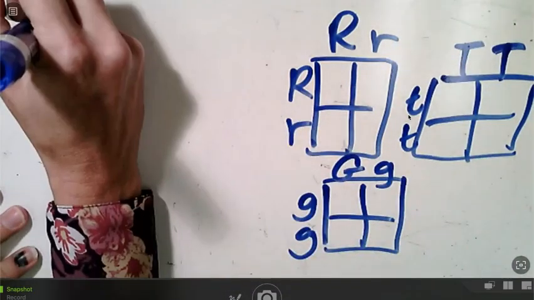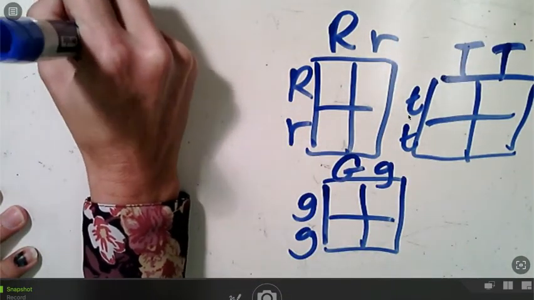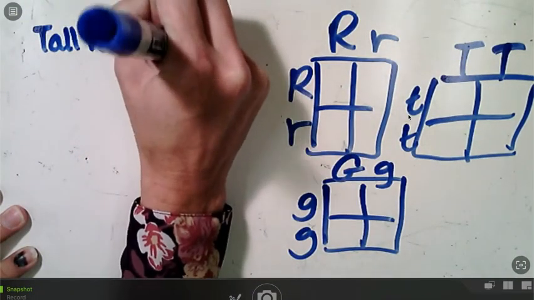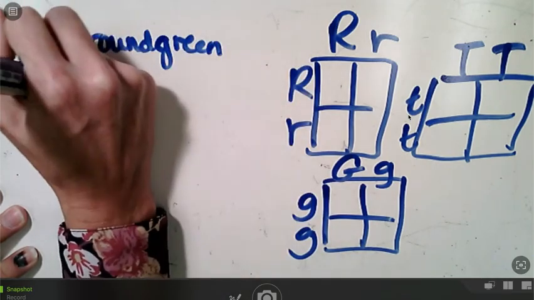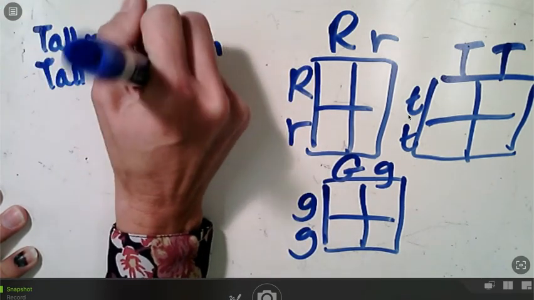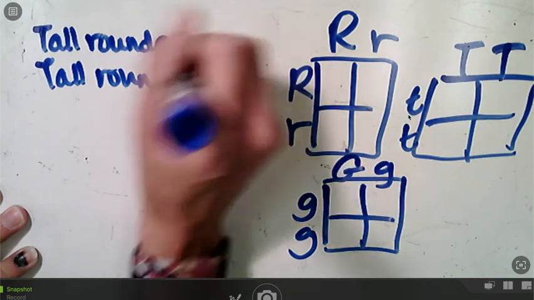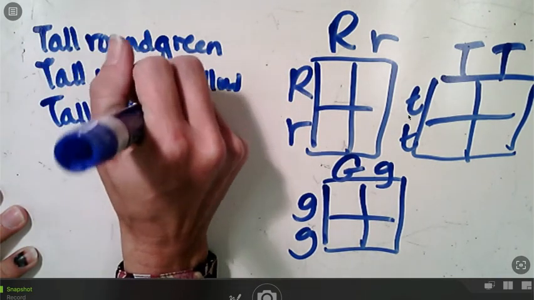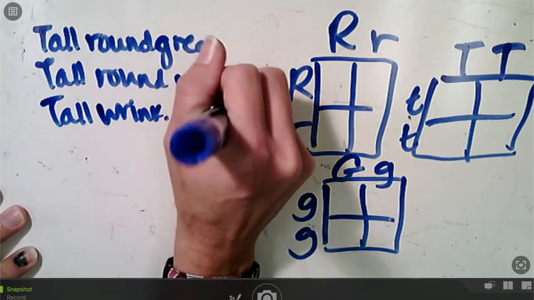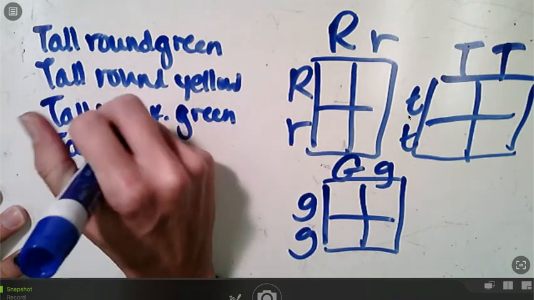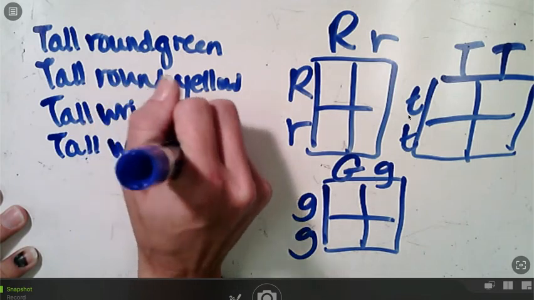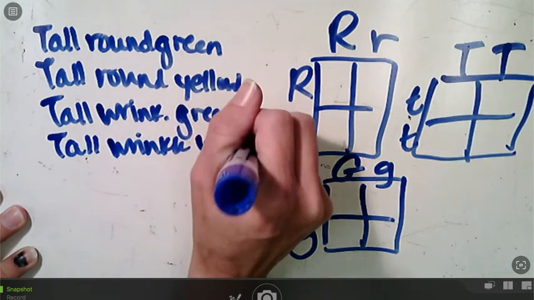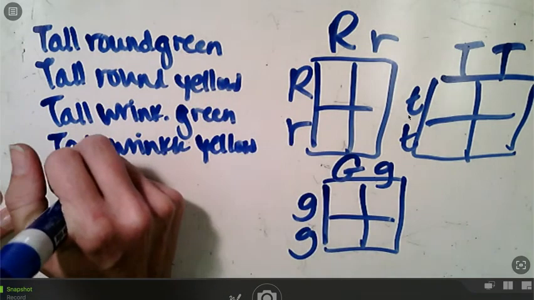So now you have tall, round, green, tall, round, yellow, tall, wrinkle, green, tall. Could be here all day. Then you have to do it all again with short.